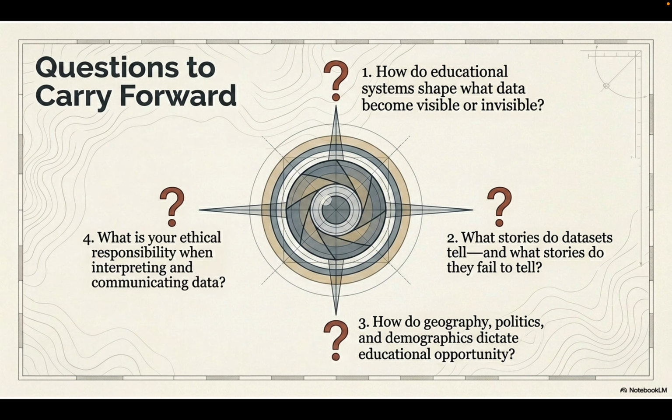So, as we close this week, continue reflecting on several questions. How do educational systems shape what data becomes visible? What stories do educational data sets tell? And what stories might they fail to tell? How do geography, politics, and demographics influence educational opportunity? And what responsibility do researchers have when interpreting and communicating educational data? These questions will continue guiding our work throughout the semester.